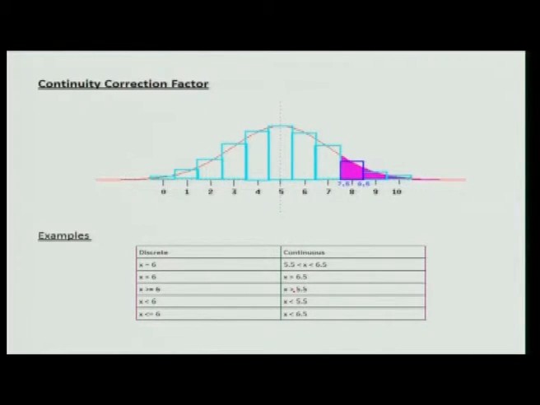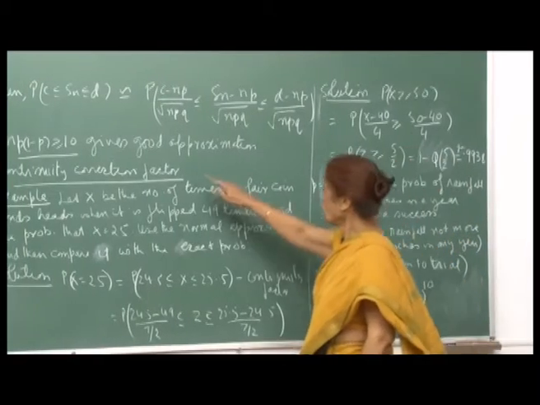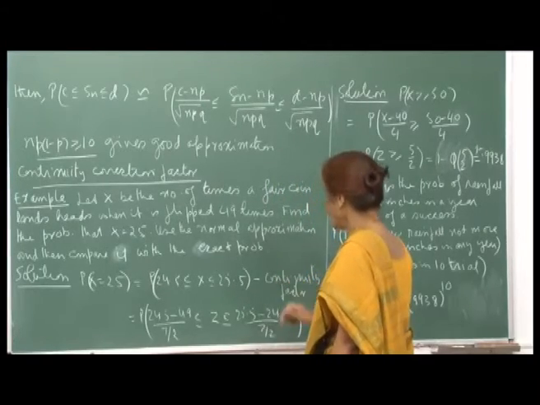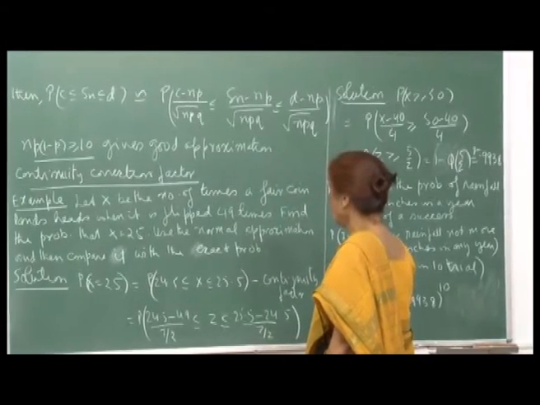So, if you keep this in mind, then you will not go wrong, because you will realize that you have to include the area under the bar or the rectangle which is for that particular value, the limiting end value, and so you will have to accordingly give the correction factor. Right. So, this is called the continuity correction factor, because you are estimating a discrete situation by a continuous one.